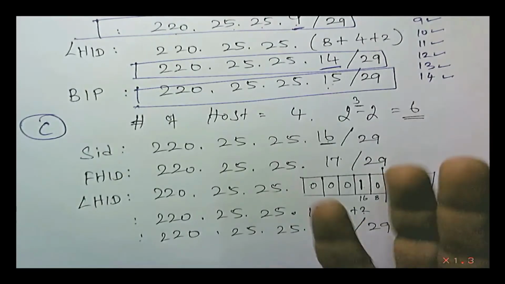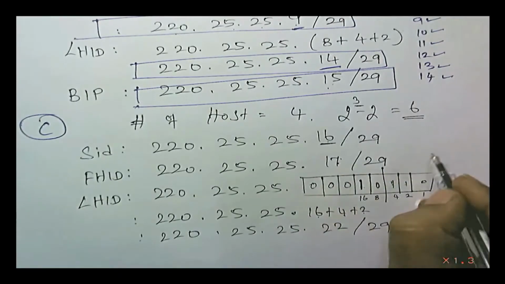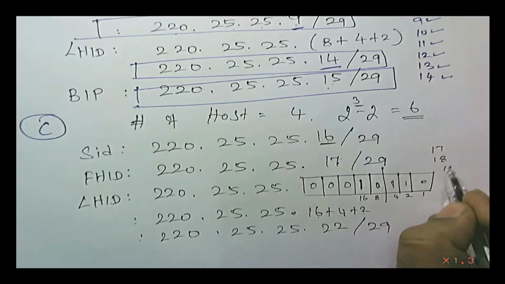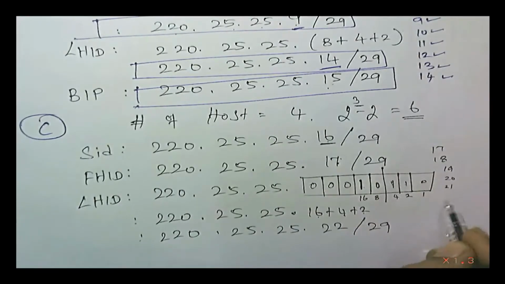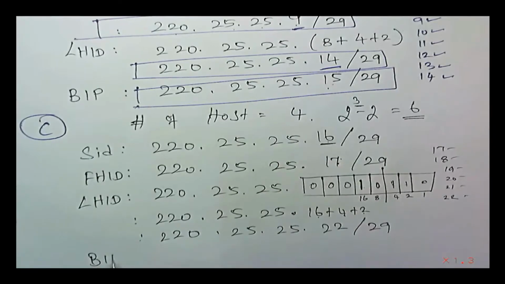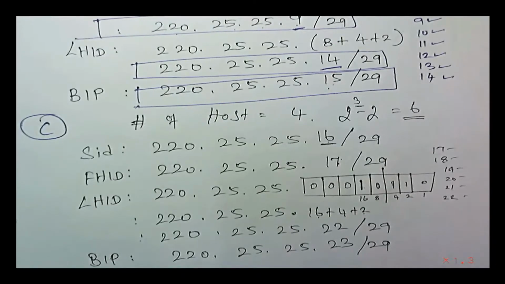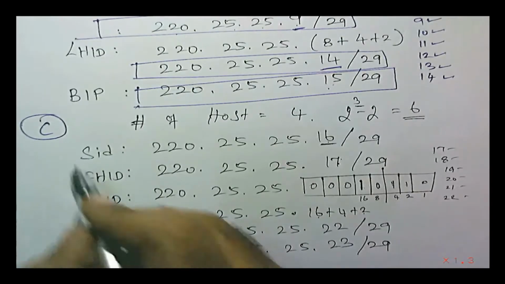You can count it. Okay, so 17 is there. So 17, 18, 19, 20, 21, 22. So 1, 2, 3, 4, 5, 6. Okay, so 6 valid IP addresses available. Then the broadcast IP address. So the broadcast IP address is 220, 25, 25, plus 1, okay, it is going to be 23. So 23/29.